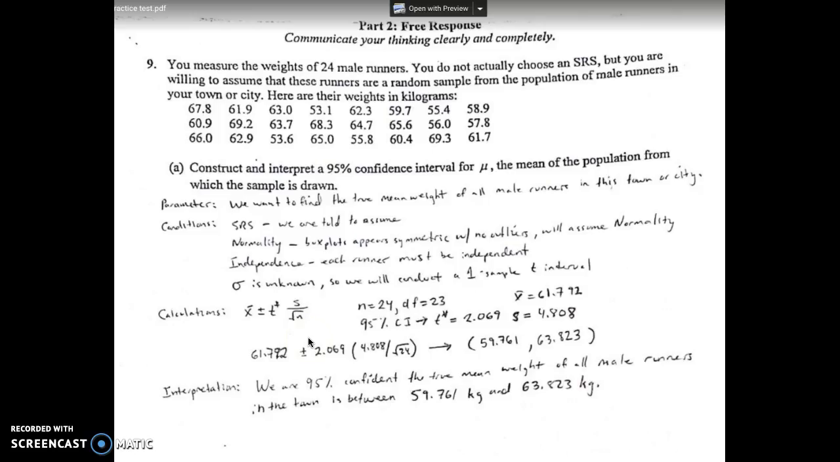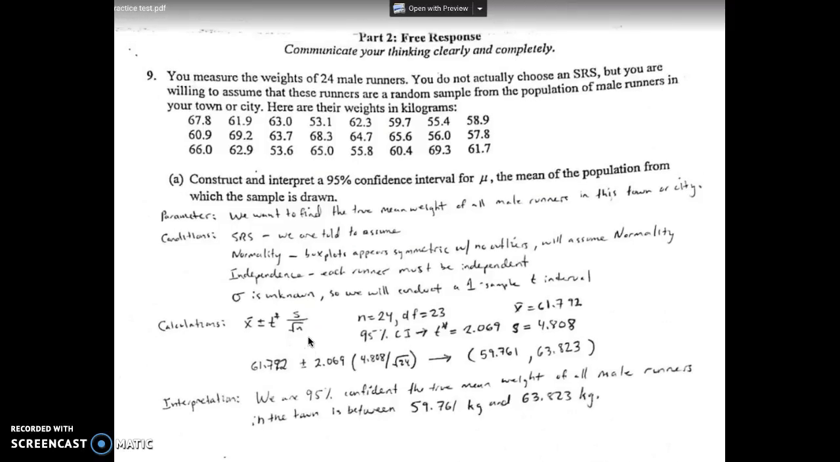All right, on to the free response questions. Question 9: you measure the weights of 24 male runners. You do not actually choose an SRS, but you're willing to assume that these runners are a random sample from the population of male runners in your town or city. Here are their weights in kilograms, and we need to construct and interpret a 95% confidence interval for mu, the mean of the population from which the sample is drawn.